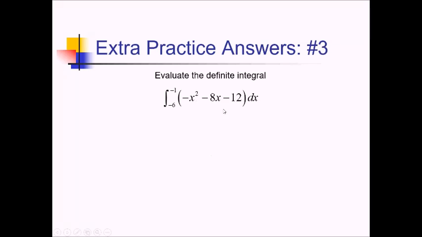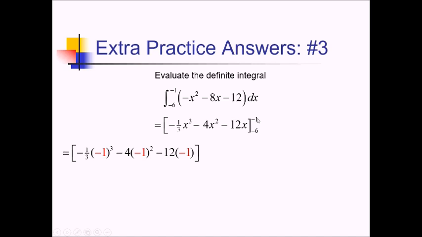To evaluate this integral, we're going to first take the antiderivative. Using our reverse power rule, this bumps up to an exponent of 3. Dividing by that, we have -1/3 x cubed. And then for this one, we have an x squared. Dividing by 2, that's going to be a -4, so -4x squared. And then this will be minus 12x. So evaluating that from -6 to -1, we have all of this stuff with -1 plugged in, minus all of this stuff with -6 plugged in.